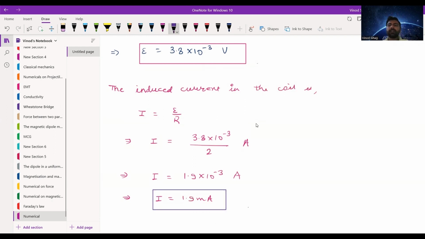Okay, so that's how we can solve the questions based on Faraday's electromagnetic induction, where the question may be related to a single coil, or there may be N number of turns in the coil. So we can solve the questions.